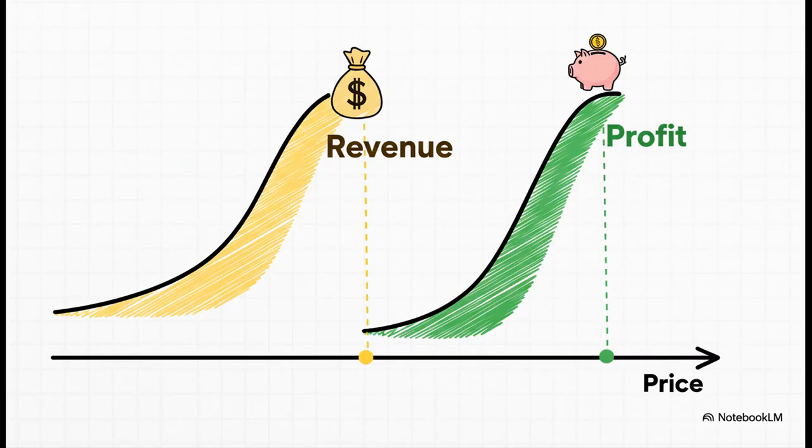And this right here, this is the big reveal. Maximizing your revenue and maximizing your profit are not the same thing. They lead to two totally different pricing strategies. The revenue curve hits its peak at a lower price point, while the profit curve, which is the one that really matters for the health of the business, peaks at a much higher price.